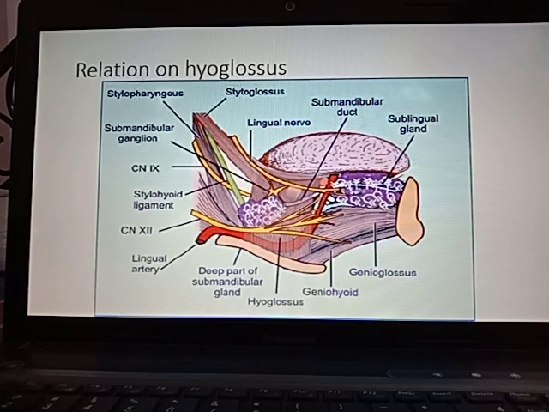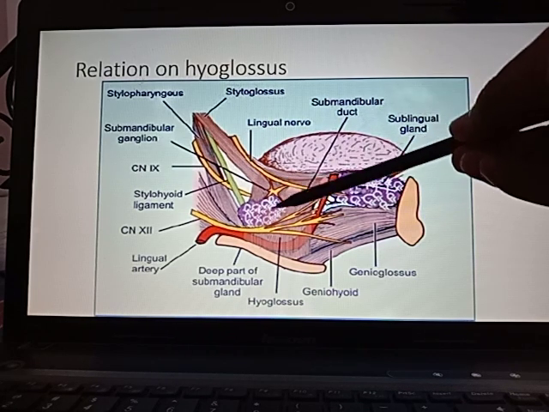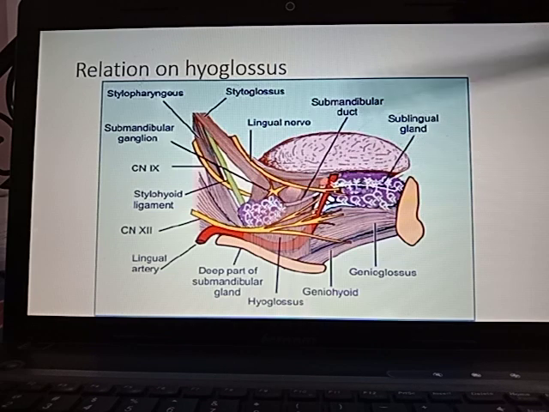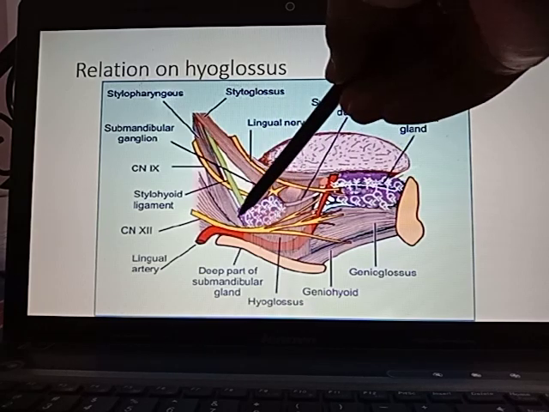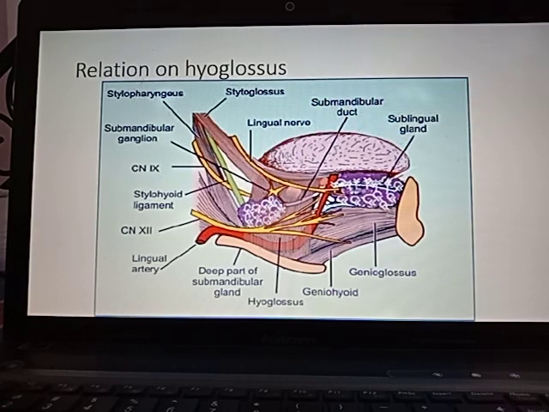And the deep part of the submandibular gland with the duct. And the hypoglossal nerve with the venae comitantes. Along with this nerve there are two venae comitantes. And then the suprahyoid artery. This is the lingual artery. One branch of this is the suprahyoid artery. It goes along this.